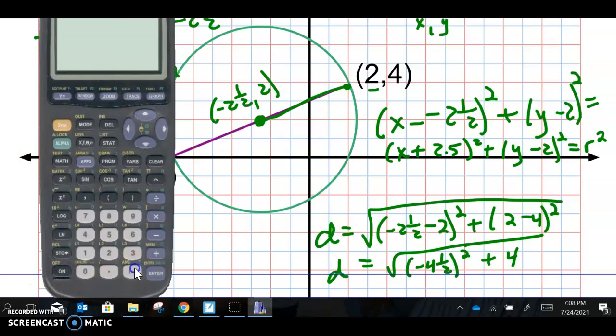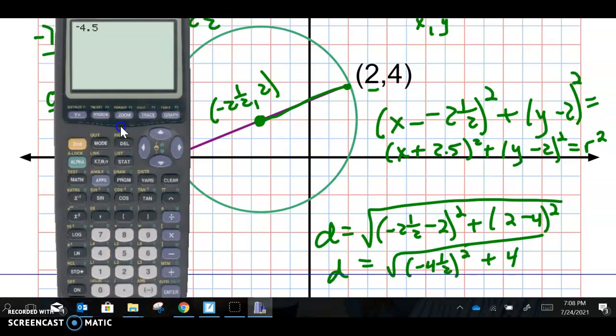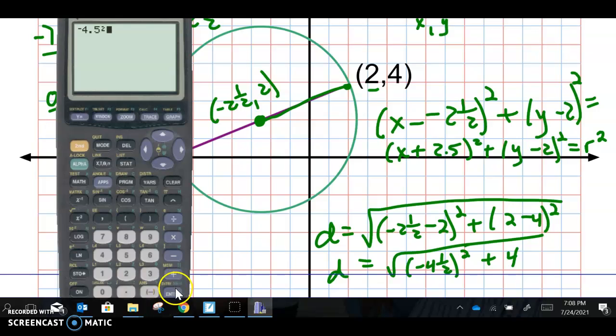Negative 4.5 squared is negative 20.25. Oopsies, that's not right. Sorry, I didn't notice that I didn't put that in parentheses. I have to take negative 4.5 in parentheses squared. I should be getting positive 20.25. Then I'm going to add 4 to that. That's 24.25. Okay, now look, this is kind of interesting.